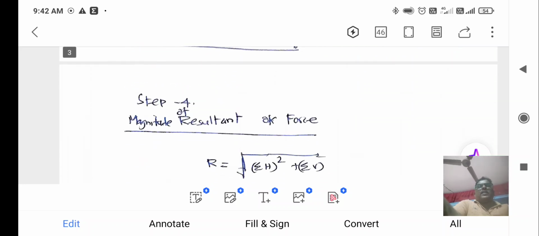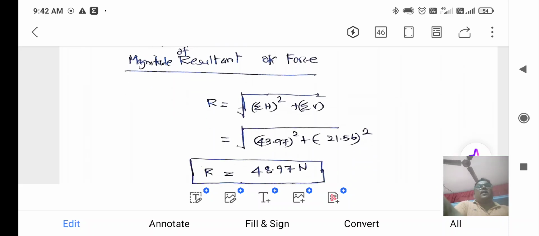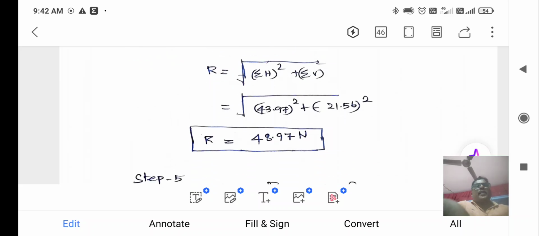Then step 4, the magnitude of the resultant force. R equals the root of the sum of H squared plus the sum of V squared. Resolving the vertical and horizontal forces, we find R equal to 48.97 Newton. So the resultant force value is 48.97.